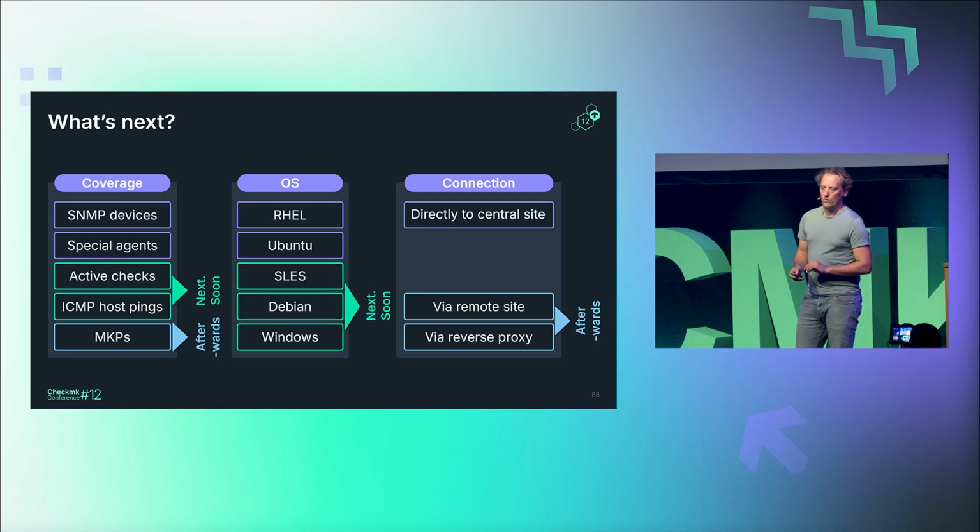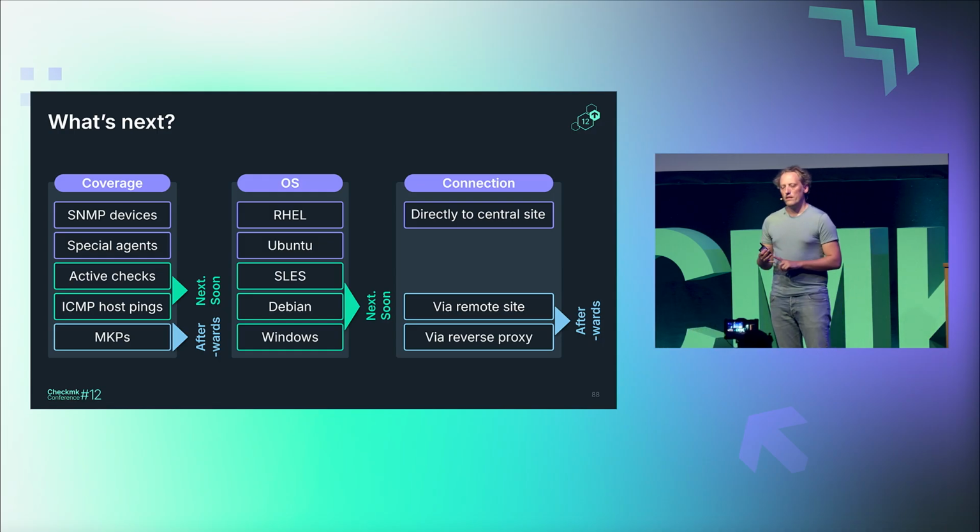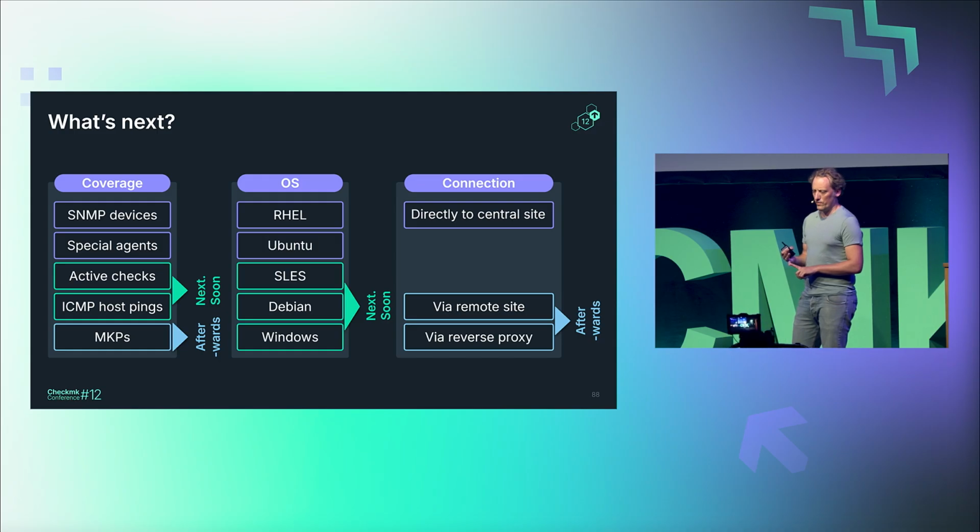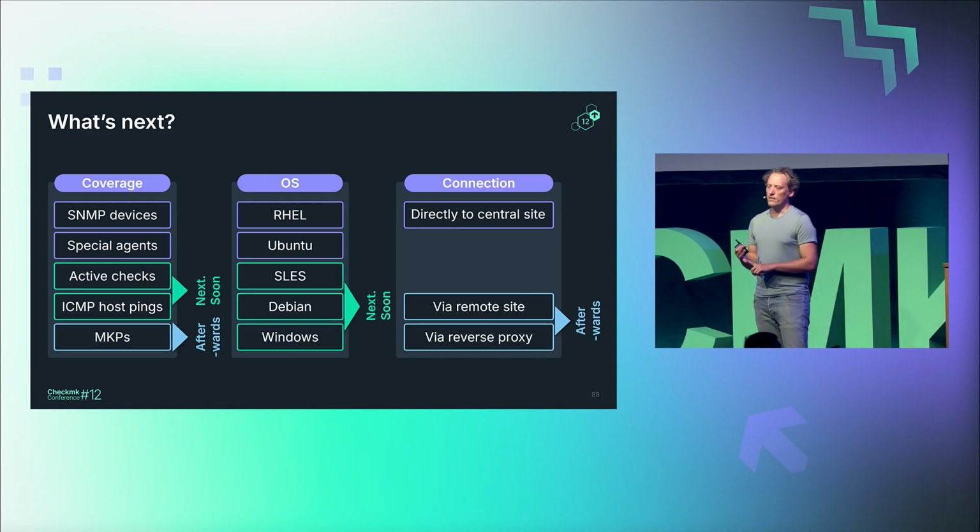Finally, what's next? We are currently covering SNMP devices and, as I said, special agents. And the next thing we are working on, colleagues are working on it right now, is supporting active checks and the ICMP host pings. And we don't only want to provide images for Red Hat and Ubuntu, but also for SLES, Debian, and Windows. And once that's done, we will turn to MKPs, so custom extensions, and how we can support them on the relay. That's a bit trickier, but we will tackle it. And also, we want to be able to connect not only to the central site, but also via remote sites and/or via reverse proxy.